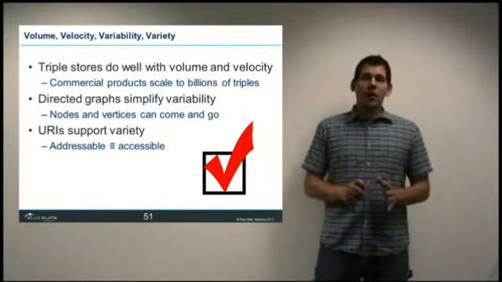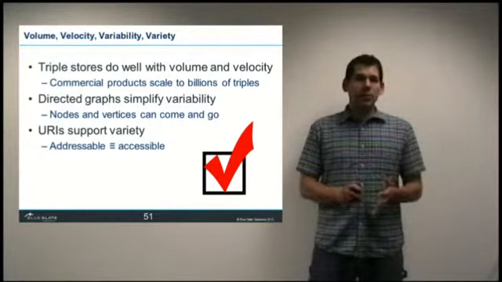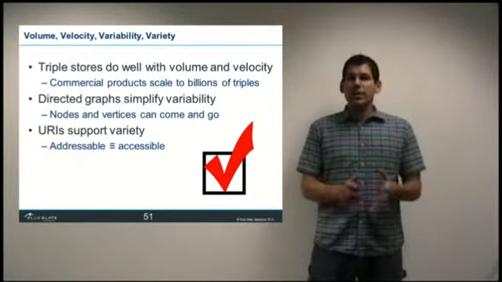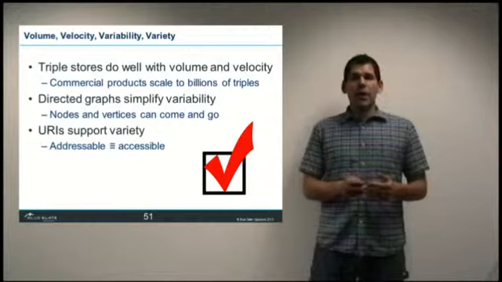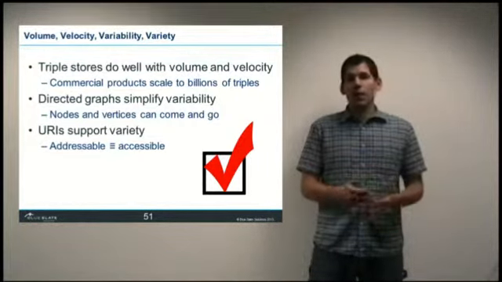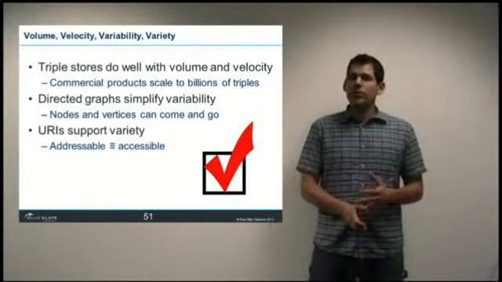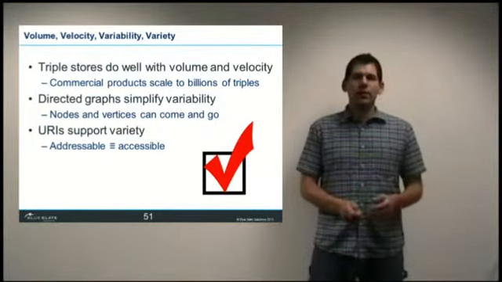Triple stores do really well with volume and velocity. The commercial products can scale up to billions of triples now. Directed graphs directly address the variability issue because there's no defined structure that you have to live with. You can deal with variability in a very, very real-time sense, and that also helps you deal with variety. So if you get new sources of data, you can incorporate the parts that you understand, and the complex ones that maybe aren't fully understood or are too sparse for you to make analytic decisions on can be pushed off till later.